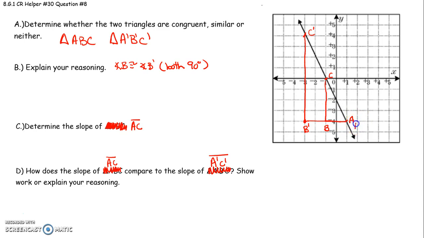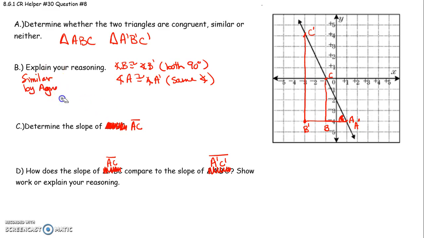This is A, and that's also A prime. A is not moving. A is not changing. So I can tell you angle A and angle A prime are at the same spot. So angle A is congruent to angle A prime. They're actually the same angle. So I know these are similar. Similar by angle.